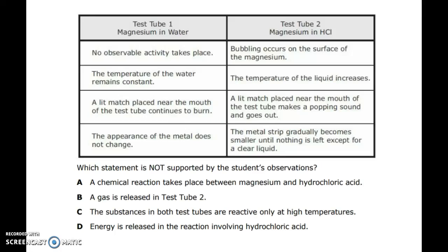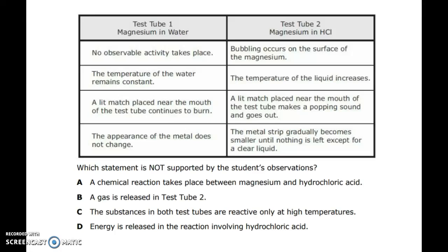Test tube 2, magnesium and hydrochloric acid. Bubbling occurs on the surface of the magnesium. The temperature of the liquid increases. A lit match placed near the mouth of the test tube makes a popping sound and goes out. The metal strip gradually becomes smaller until nothing is left except for a clear liquid. Which statement is not supported by the student's observations?